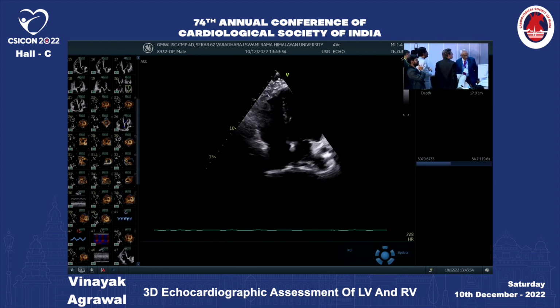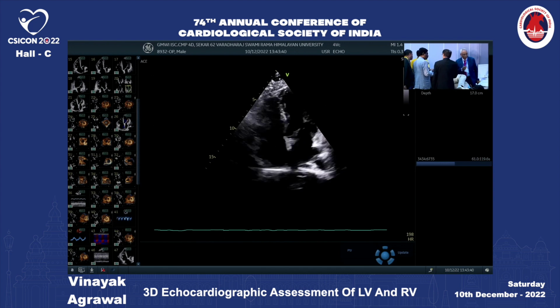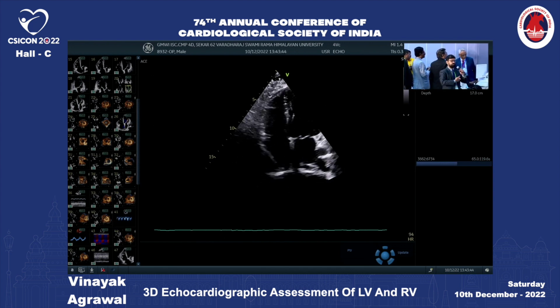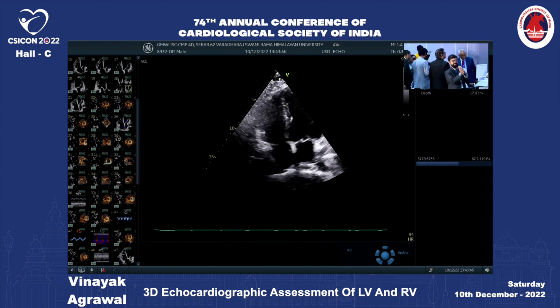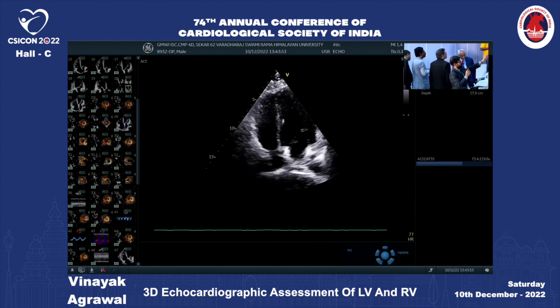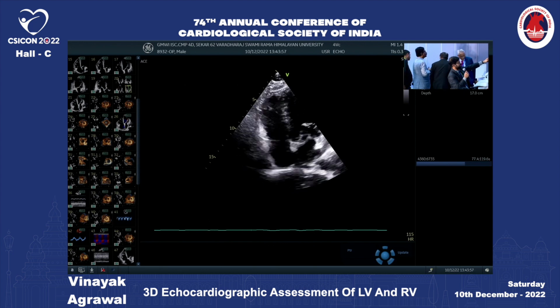This is what the latest ASE guidelines recommend; you have to use only this view. What he is saying is that initially we were told to go medially, but the RV used to become like this. Once you go laterally, the septum becomes more straight, and you get the lateral margins very nicely.